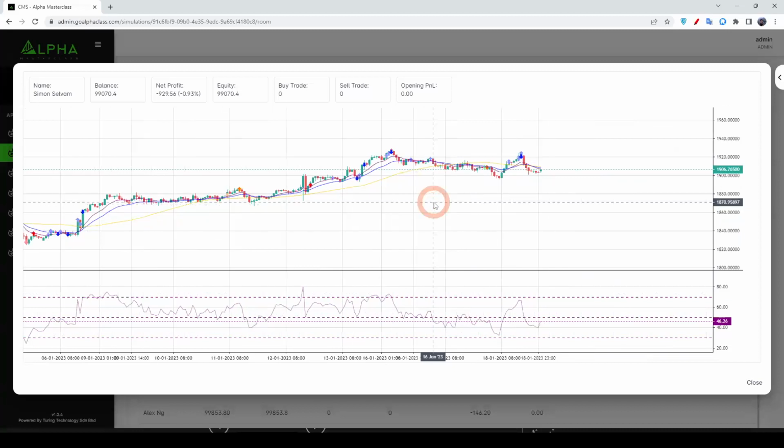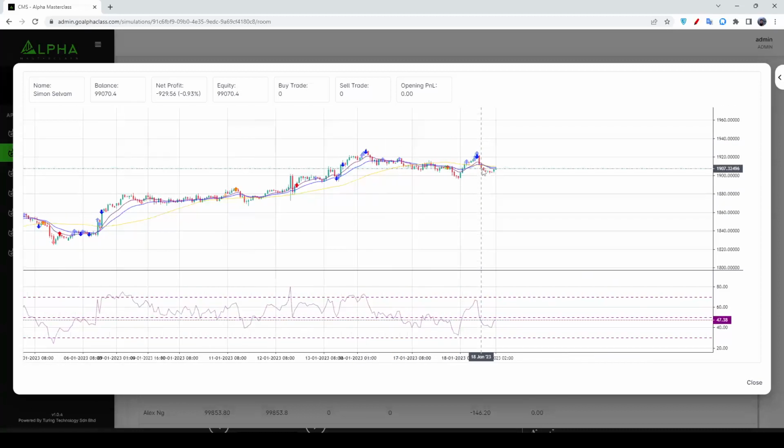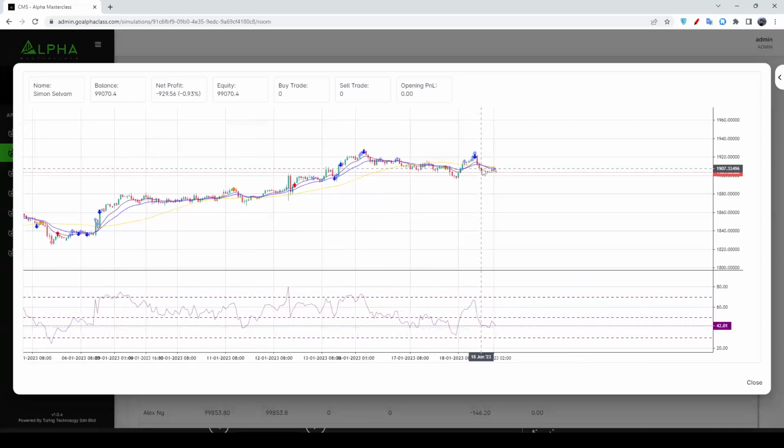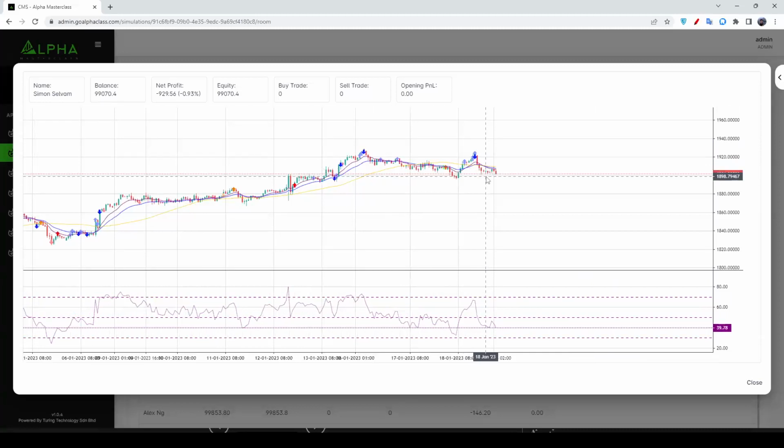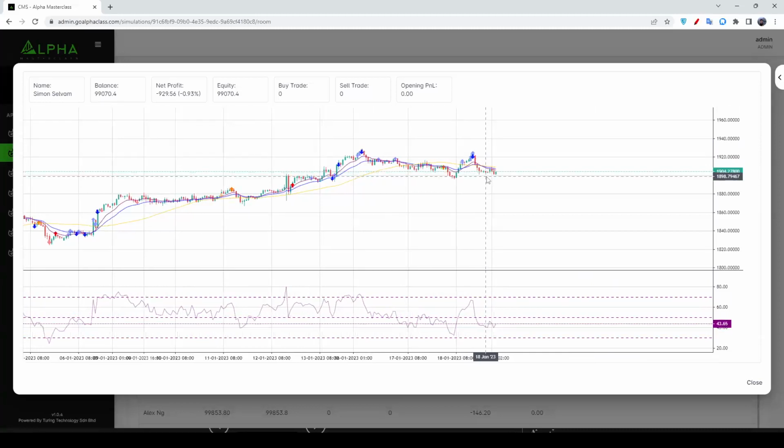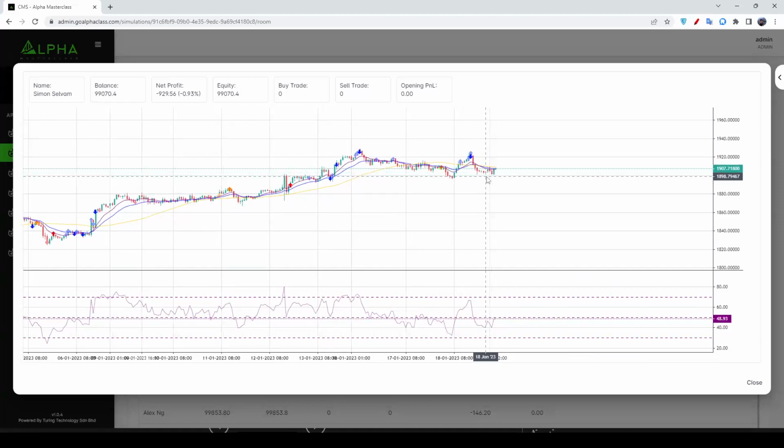For Simon, same problem to you. You in and out too fast. Android, you refresh your chart and see if it helps or not. Okay, we take 5 more minutes. 5 more minutes.